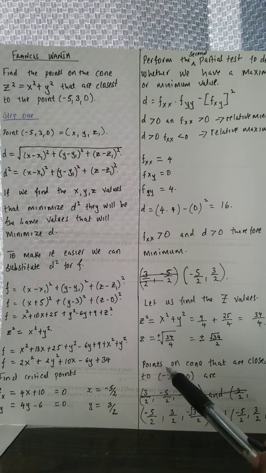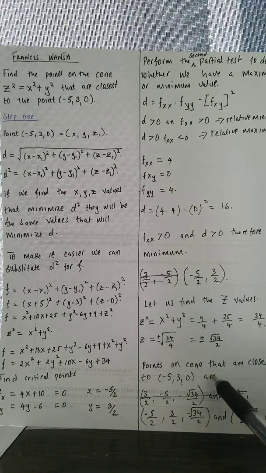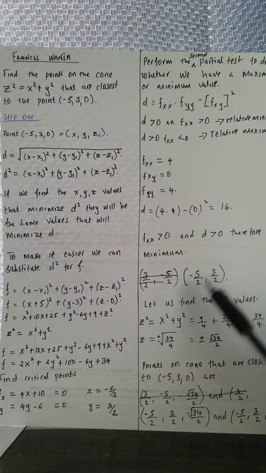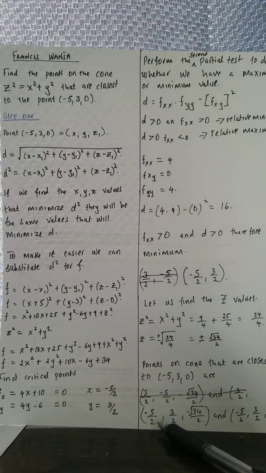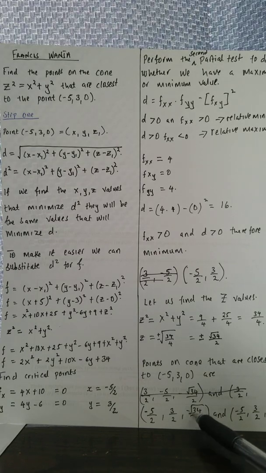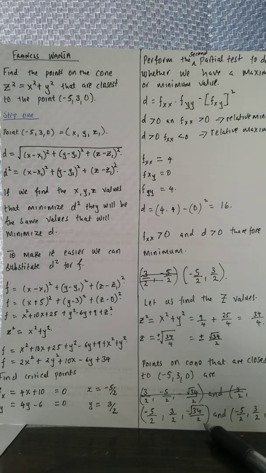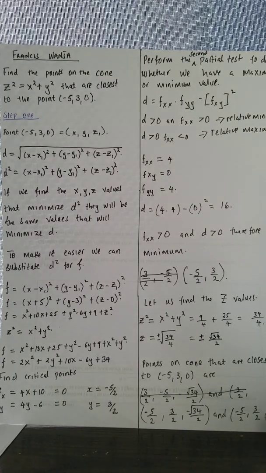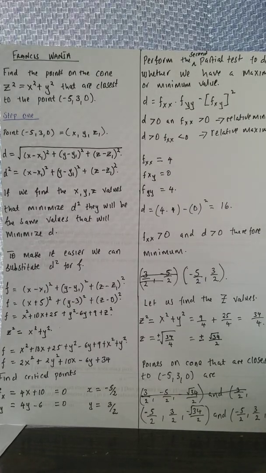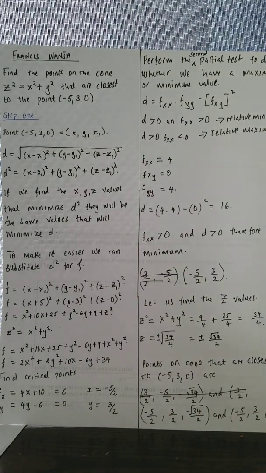So the points on the cone that are closest to (-5, 3, 0) are: we've already found the x and y values, and we've found the two z values. So it's (-5/2, 3/2, negative square root of 34 over 2) and (-5/2, 3/2, square root of 34 over 2). Those are the points closest to (-5, 3, 0) on the cone. Thank you.